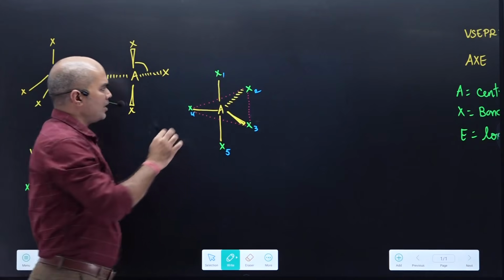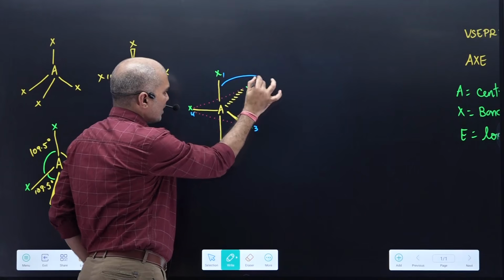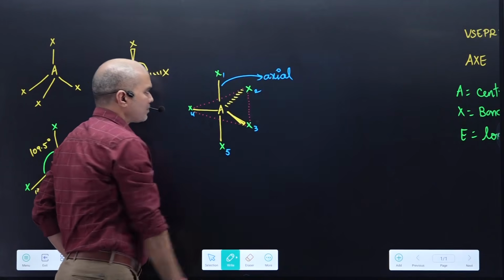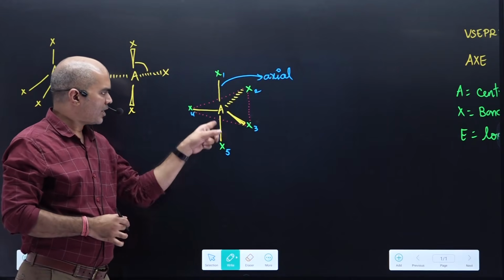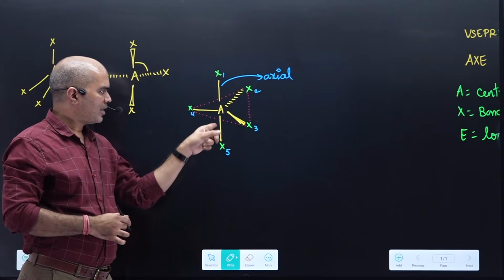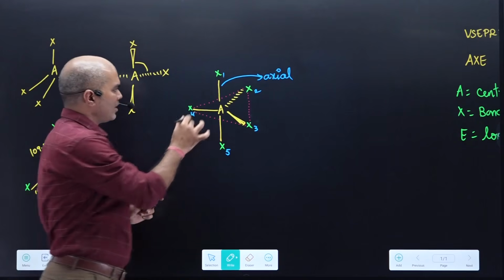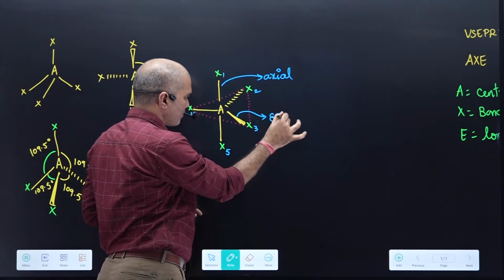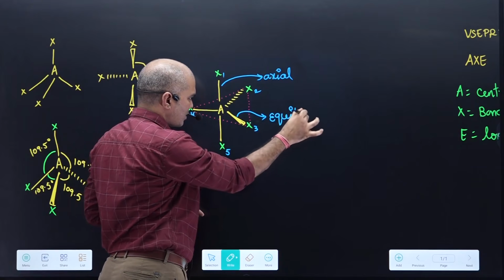Another point, this ligand is called axial or axial position. So 2 axial ligands. This is axial. This is also axial. These three ligands are called equatorial ligands or equatorial position.